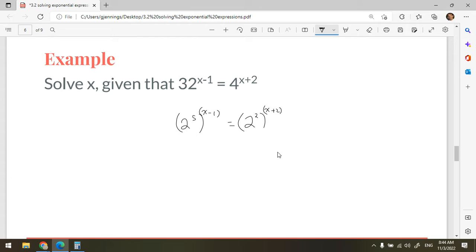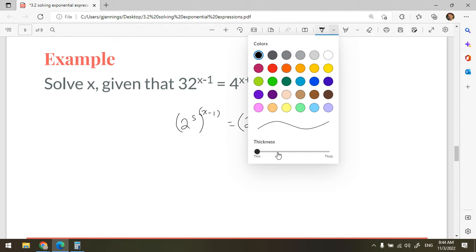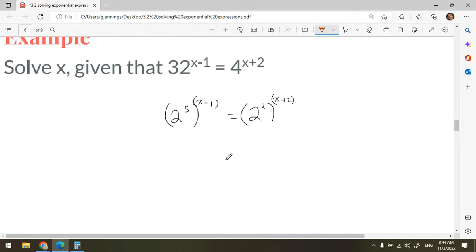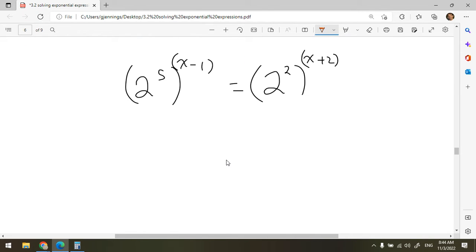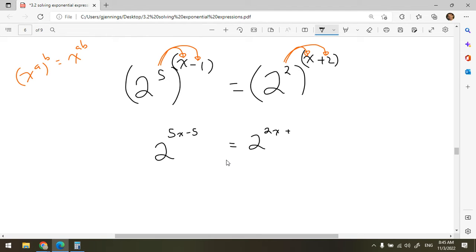We know that here I'm going to be multiplying this in. So I'm going to use the distributive property here because I'm going to be multiplying 5 times x minus 1. Remember that x to the a to the b is equal to x to the a multiplied by b. So I'm going to multiply 5 by x minus 1. To do that, I do 5x minus 5. Over here, I will do 2x plus 4 by applying the distributive property. So let's see our next line. This could be 2 to the 5x minus 5. And this is 2 to the 2x plus 4.